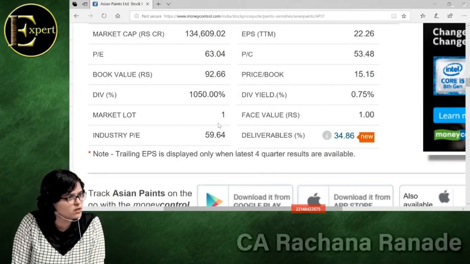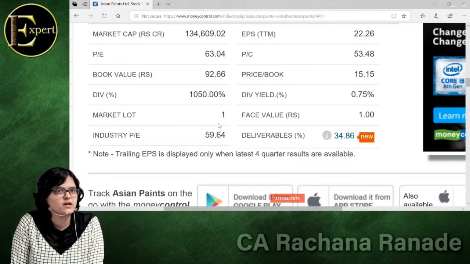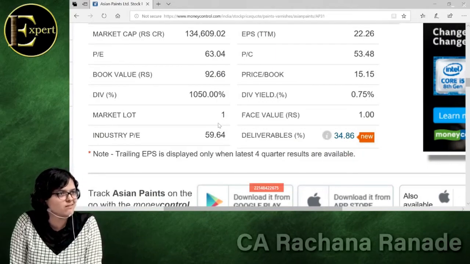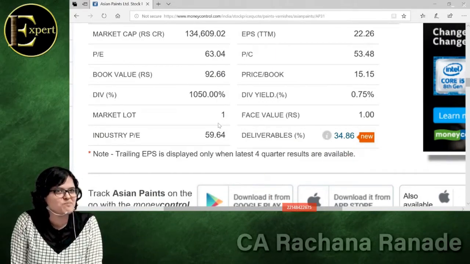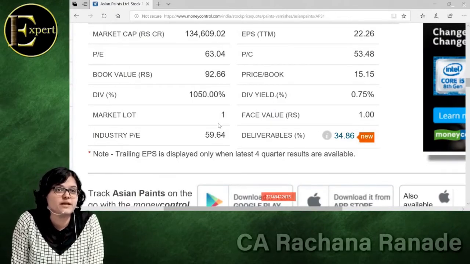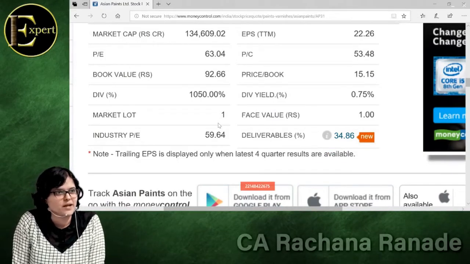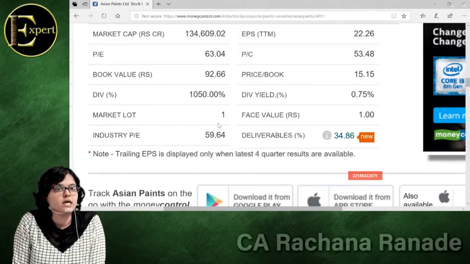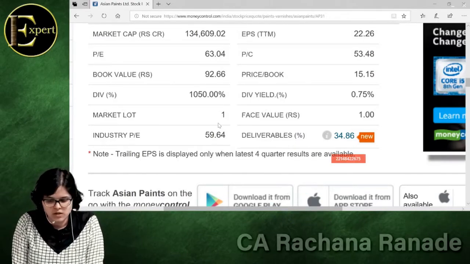Yes, price to earning. What is the full form of PE? Price to earning. So see, price is price per share only, right? Price to earning, price per share divided by E, earning per share. Okay, right.